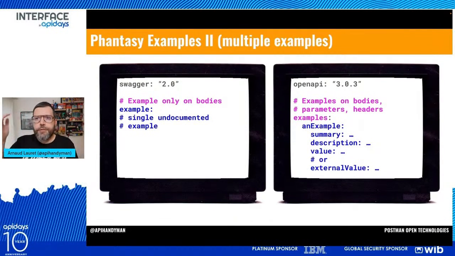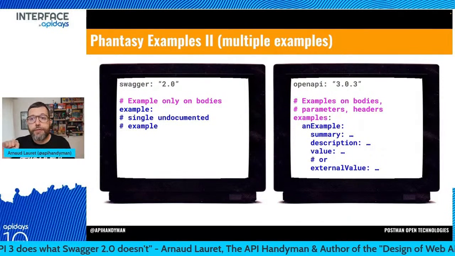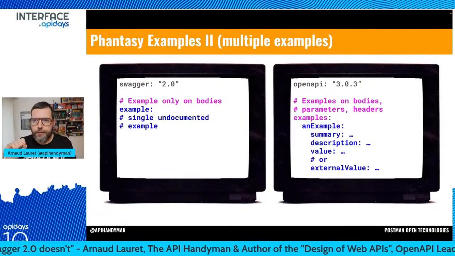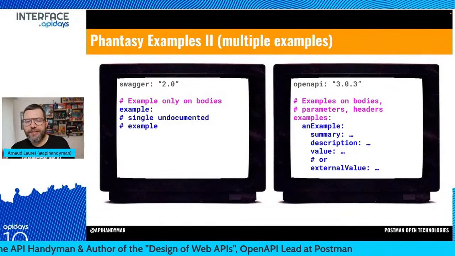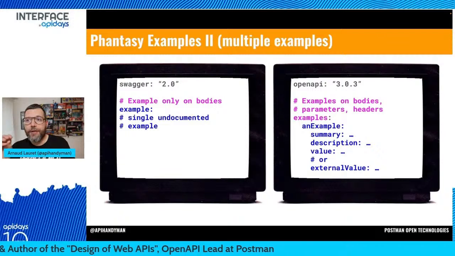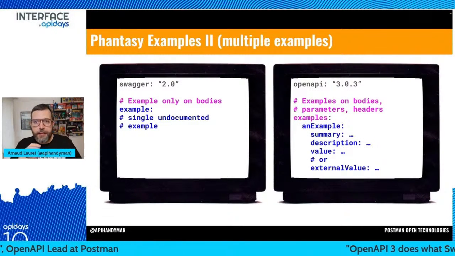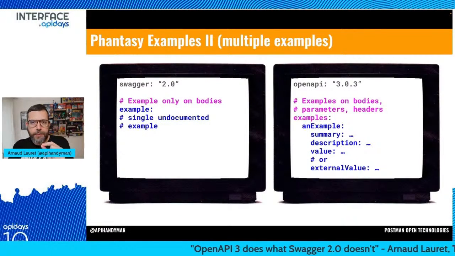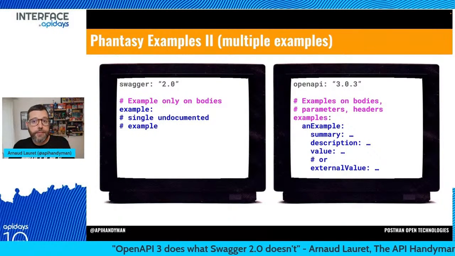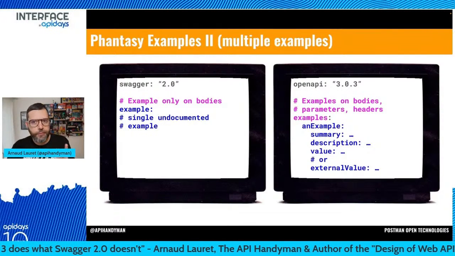Let's talk about documentation now. One thing that I really like with OpenAPI 3, and not only because I was participating in this discussion at the beginning of OpenAPI 3, is that you can have multiple examples that are documented. In Swagger 2, you could have examples only on response and request bodies, no examples on headers and parameters.